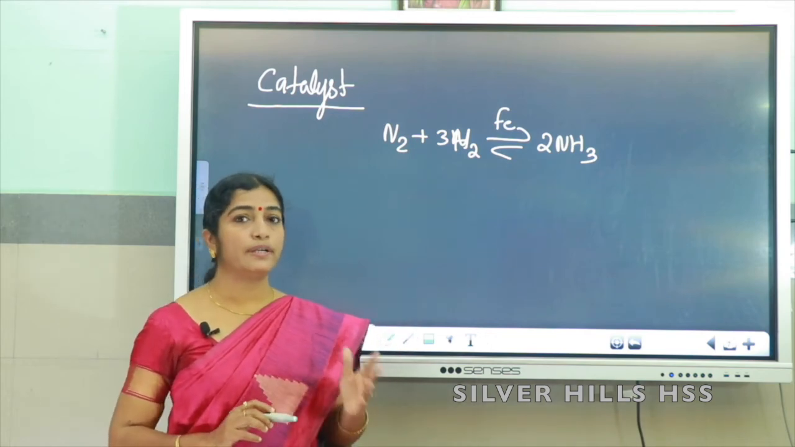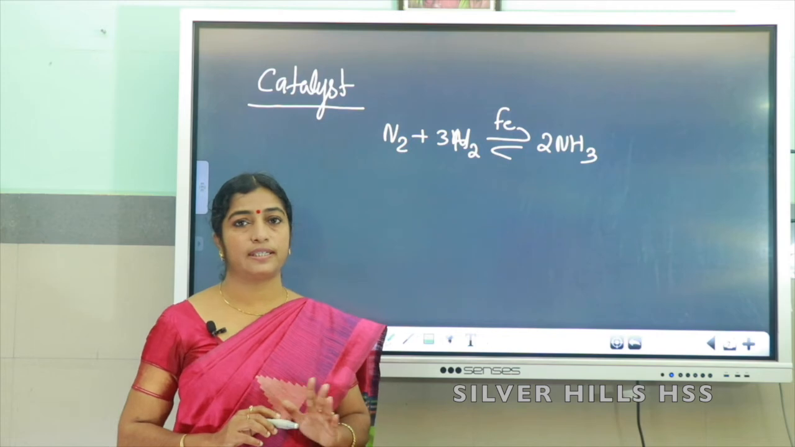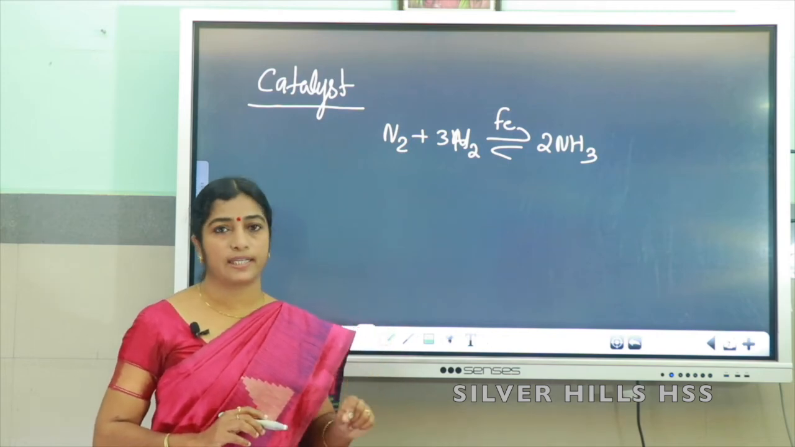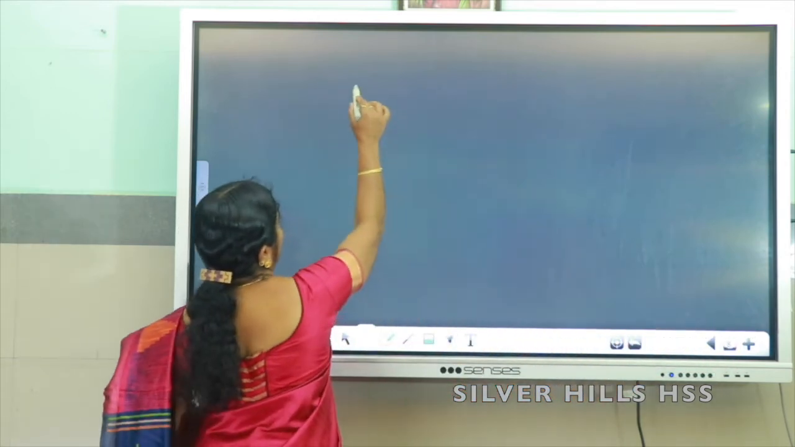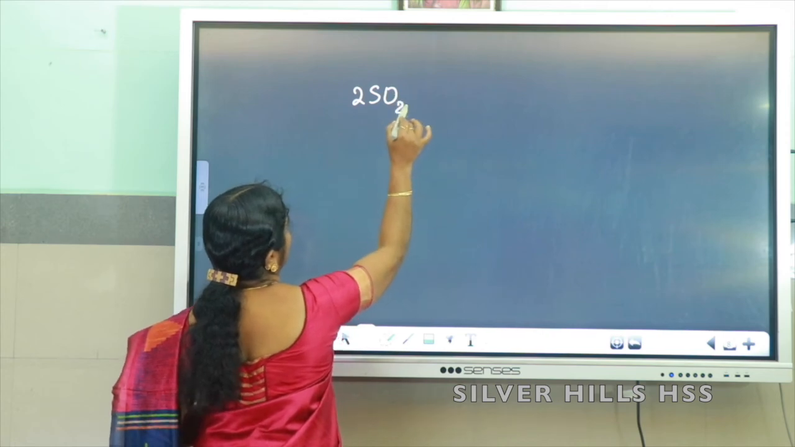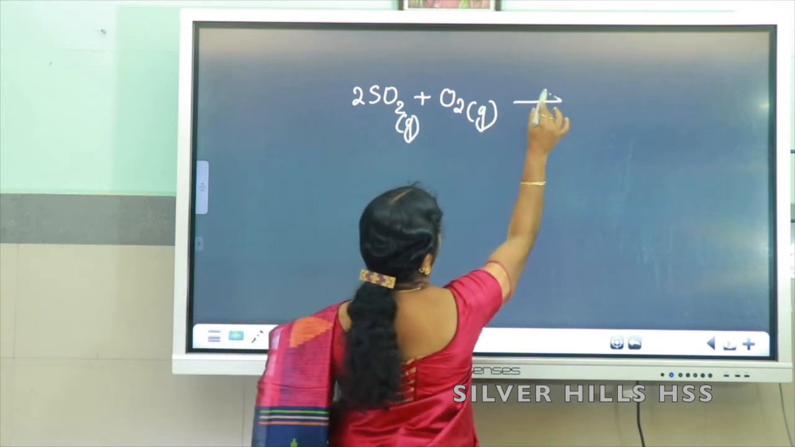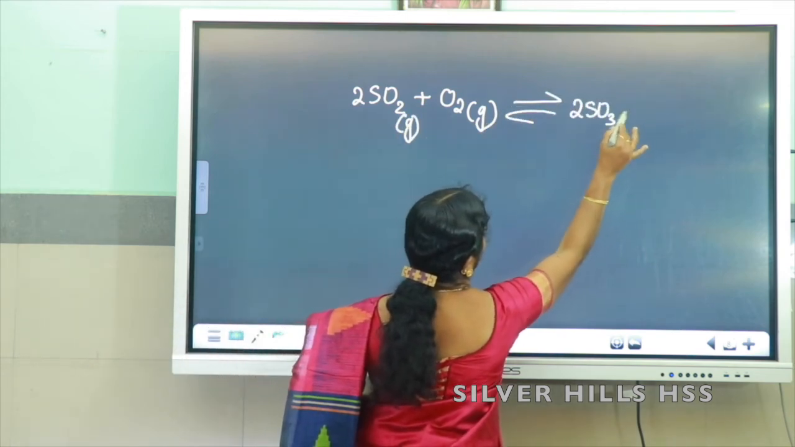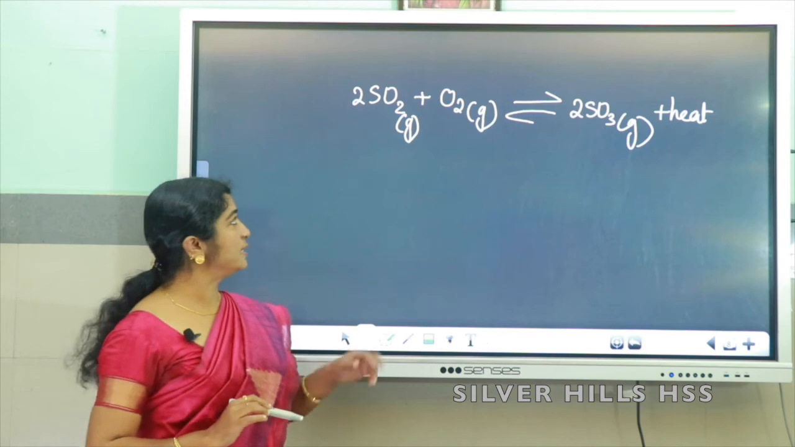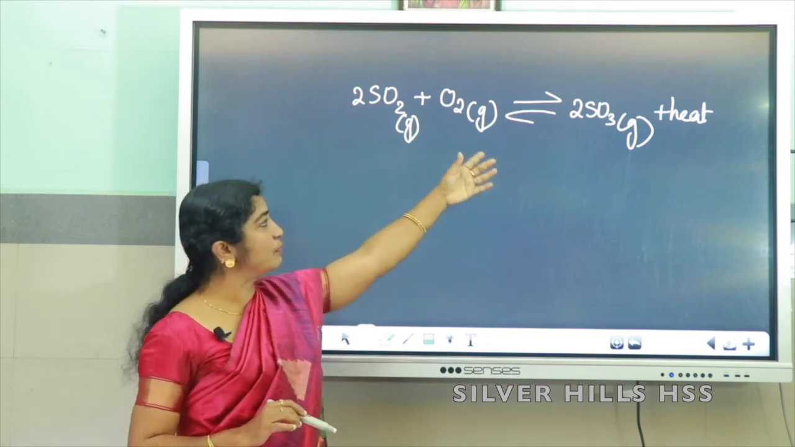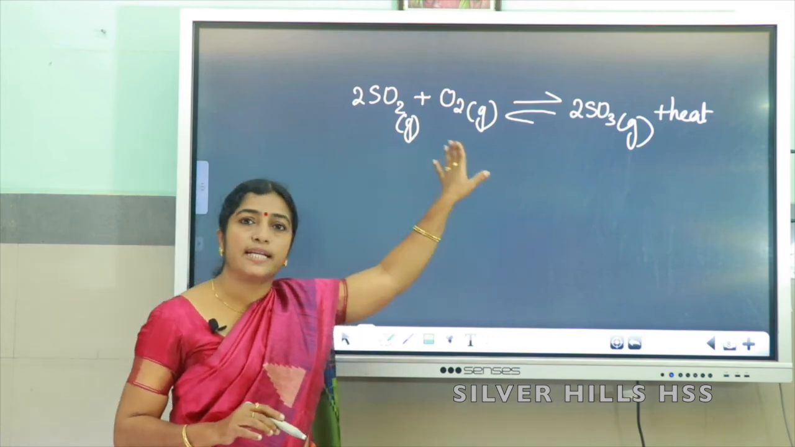I hope you understood the factors influencing a reversible reaction which is at equilibrium. Then let us consider one more equation. Let us consider the formation of sulfur trioxide, that is, sulfur dioxide reacts with oxygen to form sulfur trioxide and heat is also liberated. So this system is at equilibrium.